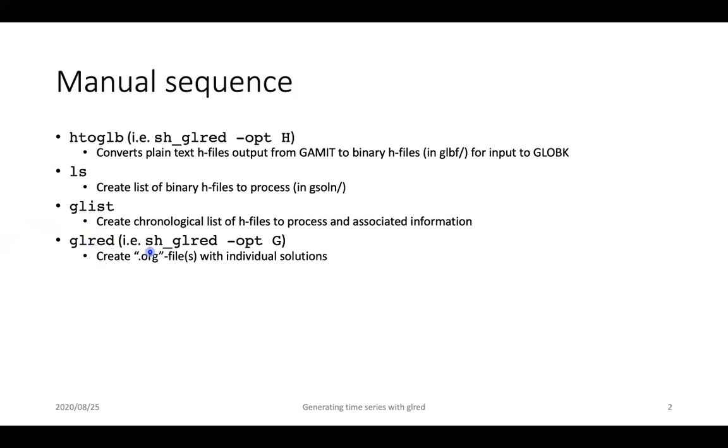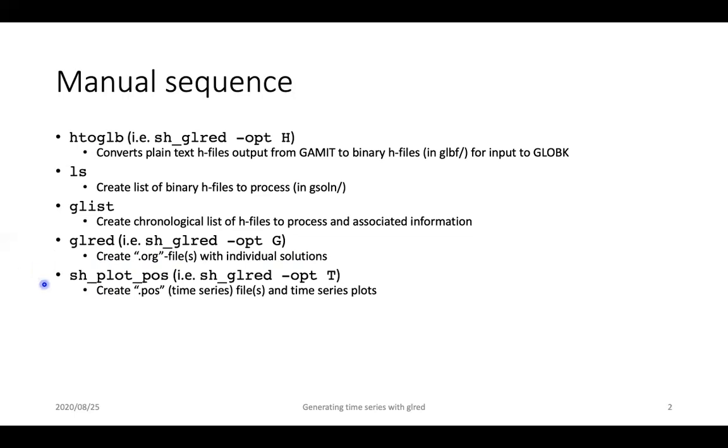Then GLRED, which would be comparable to running SHGLRED with the -opt G option, creates these output files of GlobK, the .org file, with individual solutions for each particular session, usually just one per day. And these org files, or one org file if you choose to concatenate all the solutions into one large file, will be the basis. These will have the information in them to produce time series.